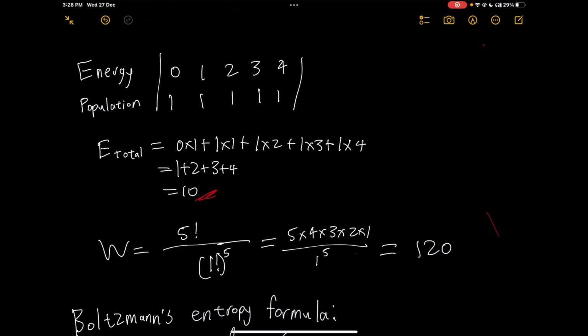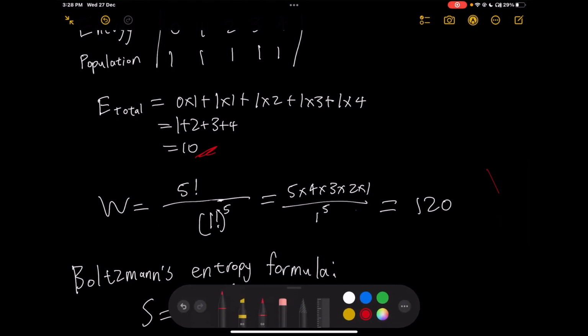In this case, the ways that we can distribute these molecules in this pattern is 5 factorial, which is the total number of molecules, divided by the population in each level. There's one molecule in each level, so the number in the bottom is just 1 factorial times itself 5 times, so it's just 1 factorial to the power of 5. We plug these numbers in again, and 120 is the final result.